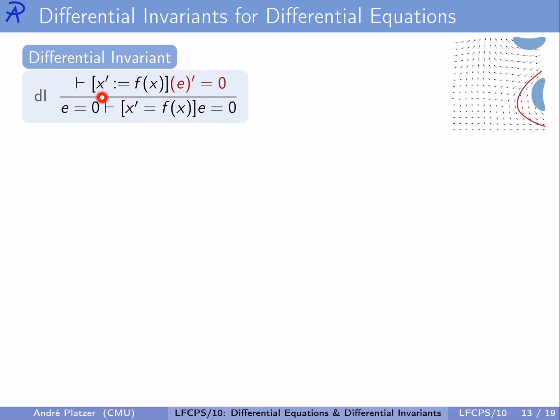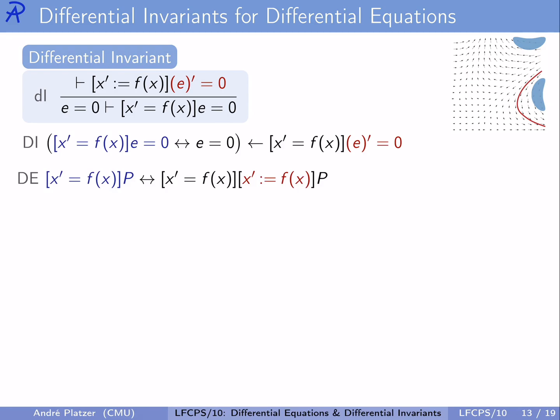In order to prove that, it suffices to prove that if I assign the right-hand side of the differential equation f of x to the left-hand side of the differential equation x prime, notice this is an assignment, whereas this is a differential equation we're following for a continuous time. That's a discrete time operation. Then if we prove that the value of the differential of e prime is 0, if we prove this induction step up here, we have proved that e equals 0 remains true always along the differential equation if only it was true in the beginning. How we justify that is by combining the differential invariant axiom with the differential effect axiom.